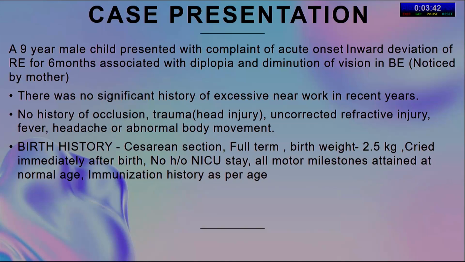Coming to the case presentation, there was a 9-year-old male child who presented to the AIIMS Rishikesh OPD with acute onset inward deviation of the right eye for 6 months, associated with diplopia and diminution of vision, and this history was given by his mother. There was no significant history of any near work or excessive screen usage, no history of any occlusion therapy or uncorrected refractive error. Birth history was well within normal limits.